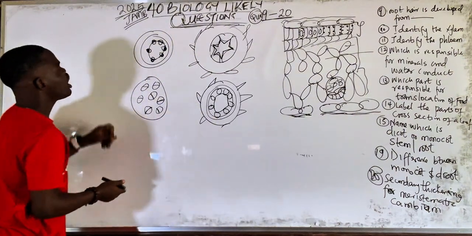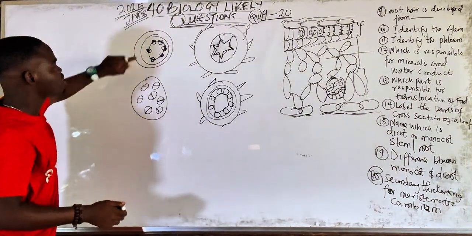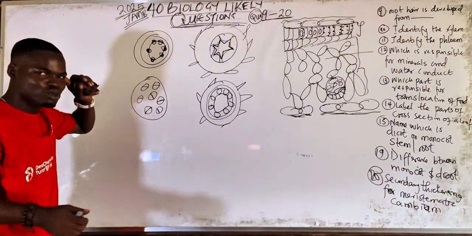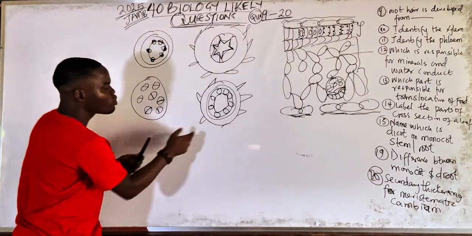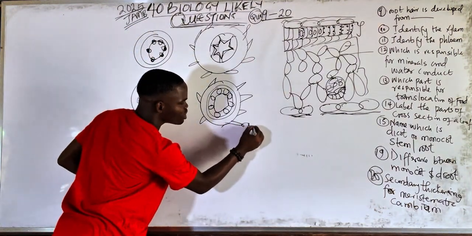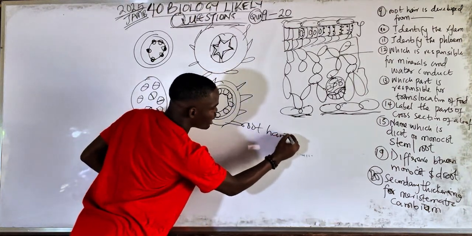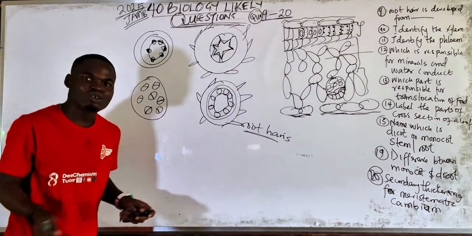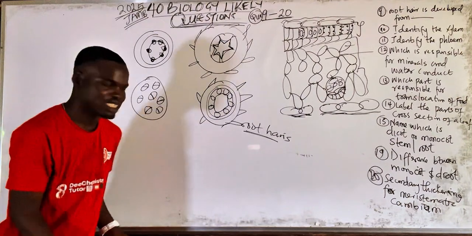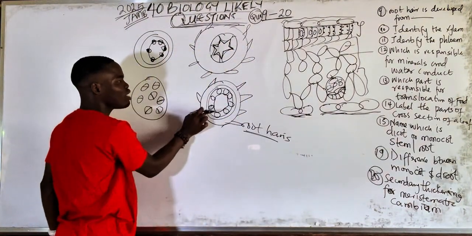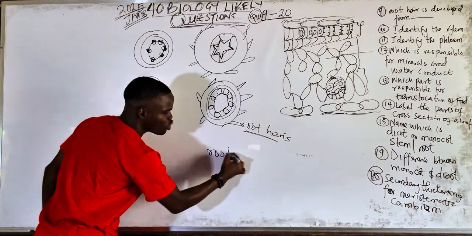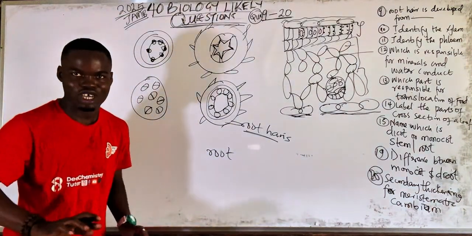Now let's go. If you see this, it should sound like something to you, that this can never be roots. Why? There's no presence of what we call root hairs. Roots should have root hairs. So if you see something like this, it shows that these two diagrams are roots. But you don't know which roots. Don't worry, I will tell you the roots.